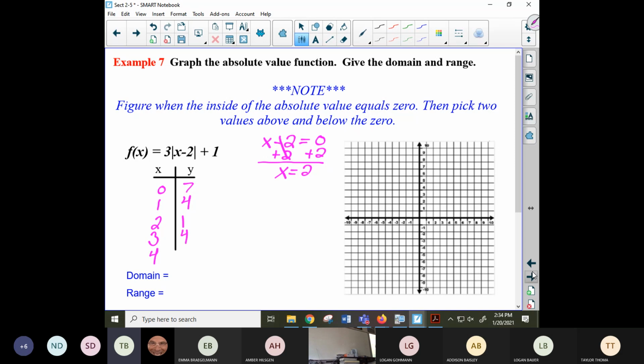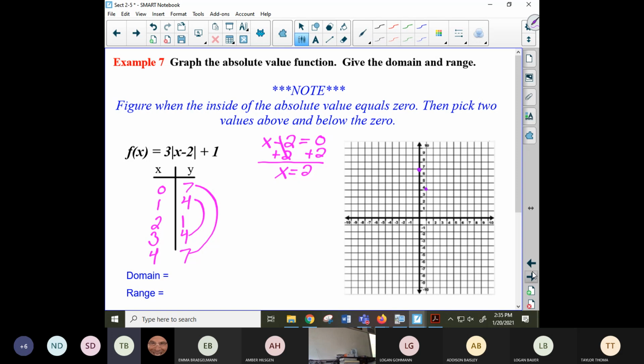If I put 4 in there, 4 minus 2 is 2. Absolute value of 2 is 2. 2 times 3 is 6. 6 plus 1 is 7. So again, notice these two are the same and those two are the same. So now I'm going to go ahead and plot those points over here. I have 1 at 0, 7. I have 1 at 1, 4.